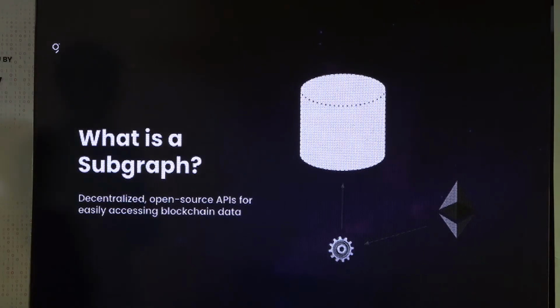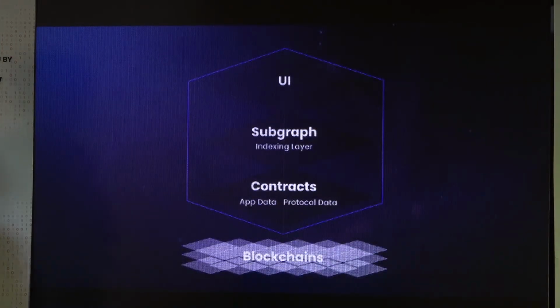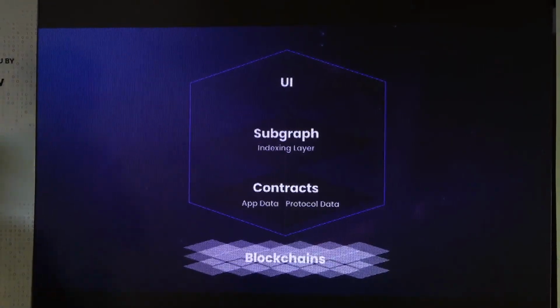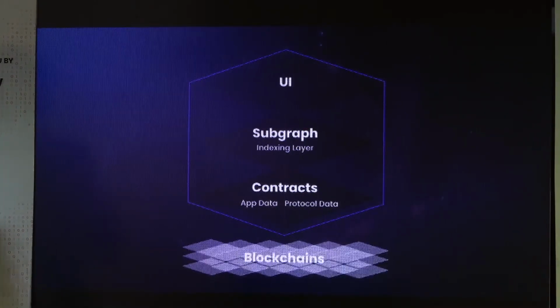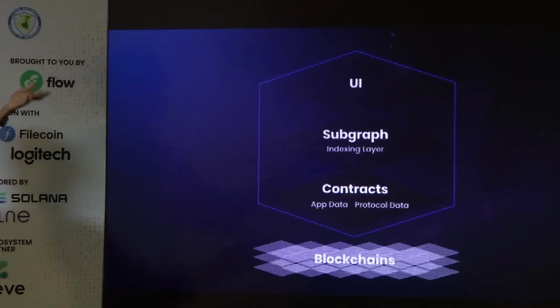What graph does is it uses something known as a subgraph, which is an open API that you use to query the blockchain data. So the current architecture consists of you writing some smart contracts, and you have the UI. Subgraph is basically the middleware where you query the data from the contract that you have, and then you display it on the front end.